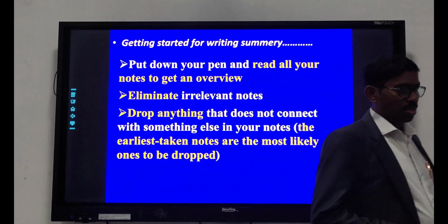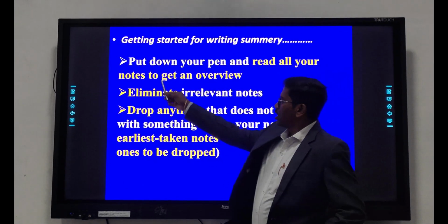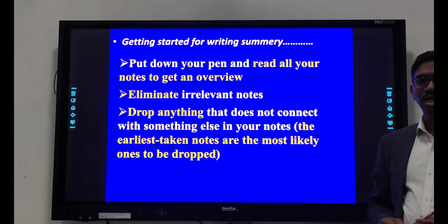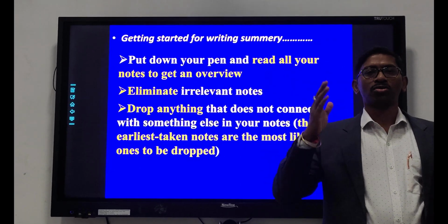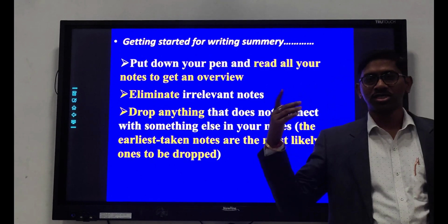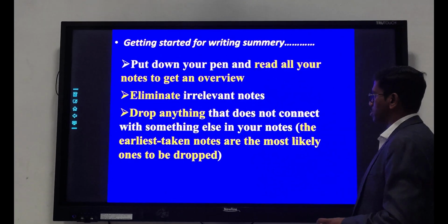Suppose you have started writing the summary. Initially, try to put down your pen and read all the notes to get an overview of the whole work that you did for your research work, or for your dissertation, or for your thesis, or for your research papers.